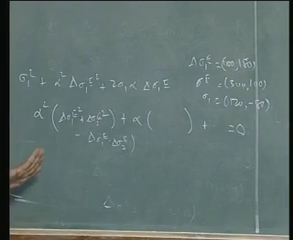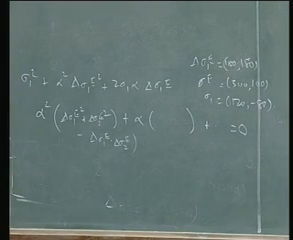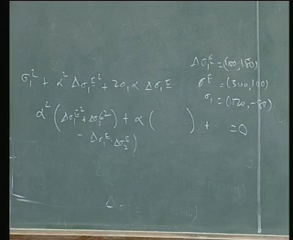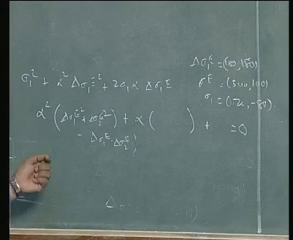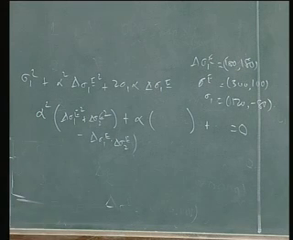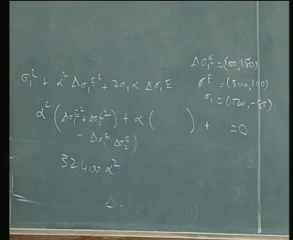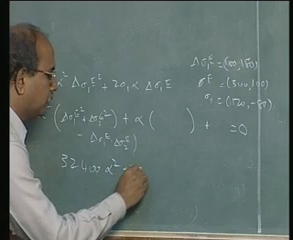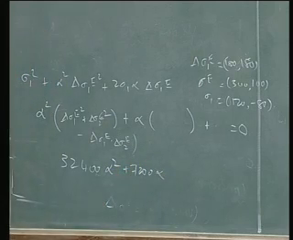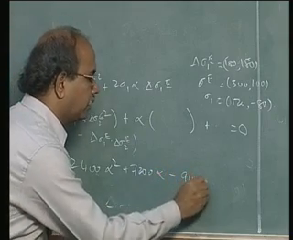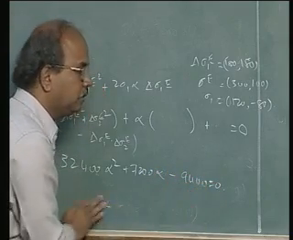Is it clear? Any questions? Everything is clear? Okay. What happened? Yeah. So let me give that answer. You can substitute it. You can work it out. This happens to be 32,400 alpha squared plus 7,200 alpha minus 9,400 is equal to 0. So that is the value.